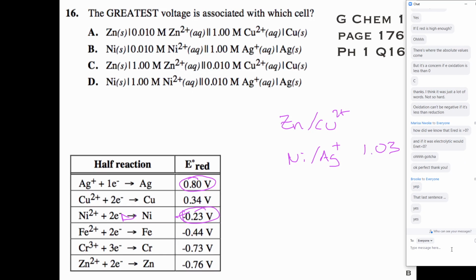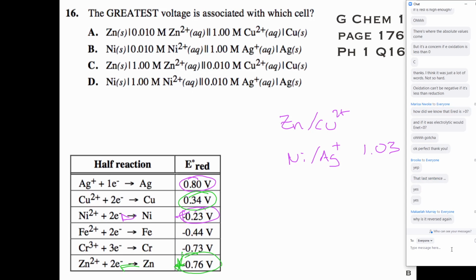And then zinc copper, 3, 4, 7.6 goes that way. So this is going to become positive. So 1.10. How many are okay with that? How many are okay with, oh, why is it reversed? Because a couple ways I know this. Number one, a cell has to be oxidation reduction. And so as written, which comes first alphabetically, anode or cathode?